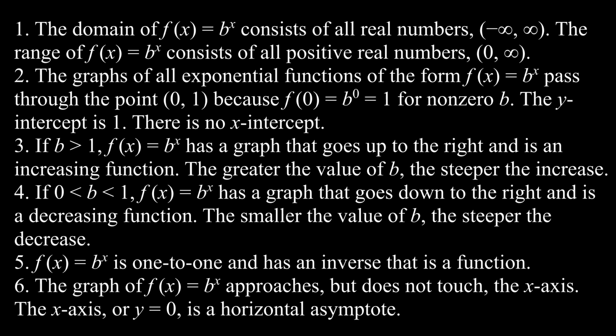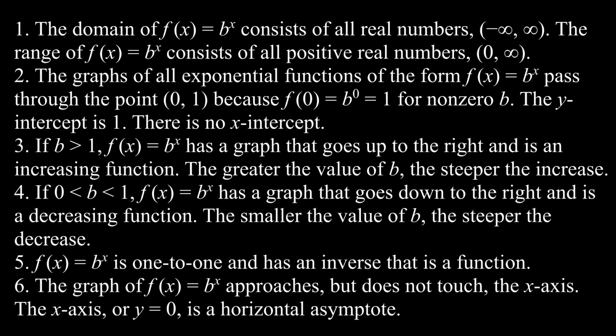If b is greater than 1, then that function will have a graph that goes up to the right and is increasing, where the greater the value b is, the greater the rate of increase, because the value b determines that rate of increase. If b is between 0 and 1, then the function has a graph that goes down to the right and is decreasing, where the smaller the value of b is, the more it's going to decrease by, because again, that's the growth rate there. That gives us something called exponential decay, which we'll see later.